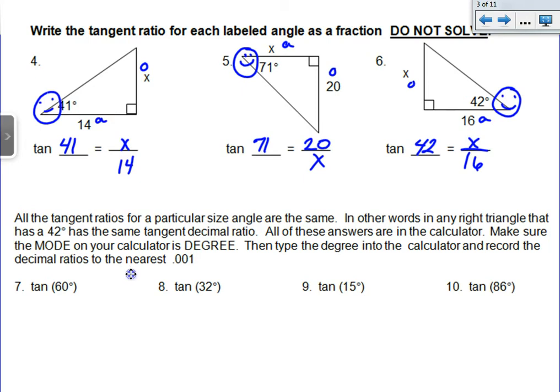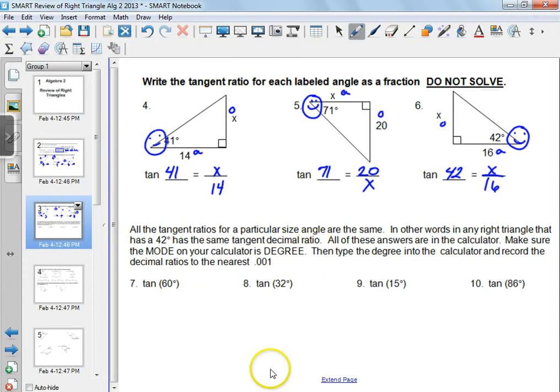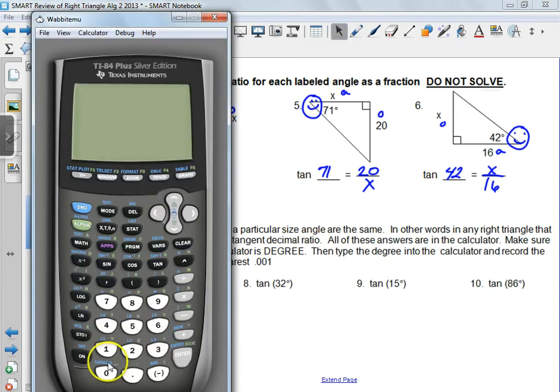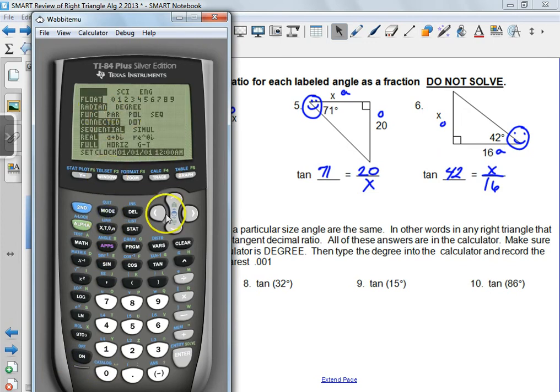Next thing I need you to do is grab your calculator, and you can get an online calculator if you don't have one with you. And it doesn't have to be a fancy calculator, just a scientific one. And first thing we want to check is that we're in the right mode. So go to the mode button, and you want it to be in what's called degree mode. So I'm going to have to scroll down and over and highlight degree. Okay, back to your home screen now.